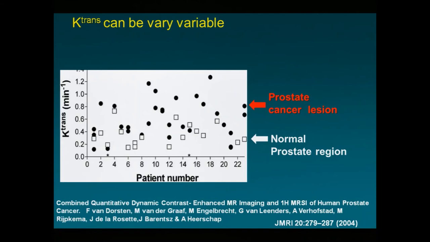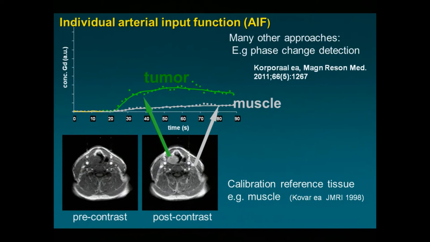There's a lot of research being done on how to do that. For instance, there's a group trying to look at phase changes instead of intensity changes, which tends to avoid certain artifacts but introduces others. And then what I just mentioned, healthy prostate as a reference tissue, but you can also use other tissues as reference tissue. What, for instance, was introduced many years ago is muscle as a reference tissue. But what you can see here is that the uptake in muscle is pretty low, so that may not be very accurate.